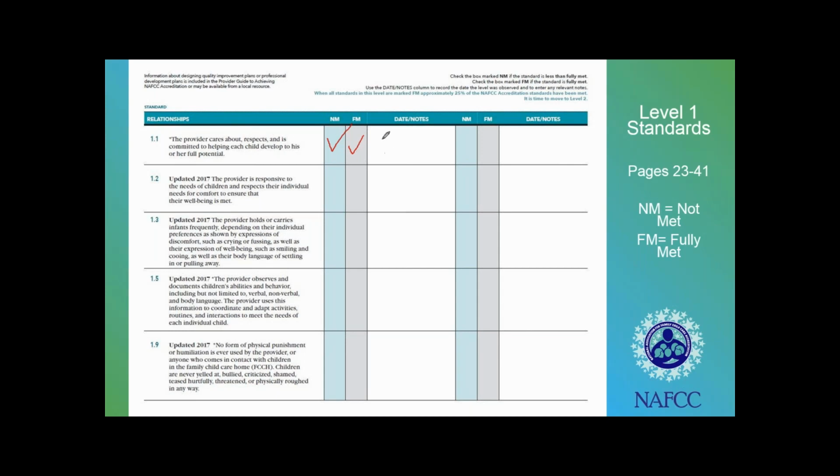In the notes, you'll write today's date, and then you might write something like, I put not met because I care about and respect all the children in my program except for Jimmy, because Jimmy is super active, he's really hard to control, I sometimes raise my voice at him when I shouldn't, and I don't dedicate as much time to him, or I don't enjoy his company as much as other children just because he's difficult to love. That would be an example of not met, and you could write those notes down.